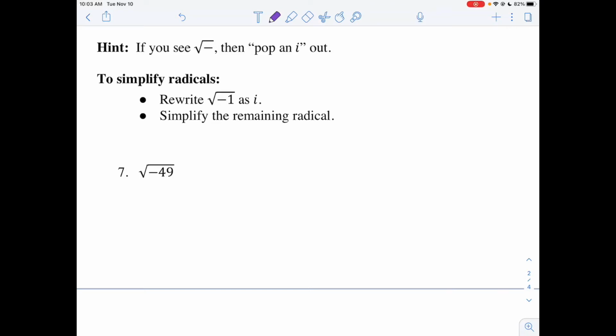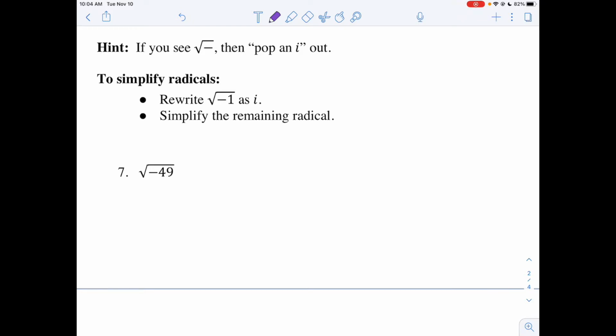Let's now look at simplifying radicals. And remember that I told you at the very beginning that the square root of -1 is i. So anytime that we see a negative under a square root, we can pull that negative out as a -1, and then that becomes i on the outside of my radical.